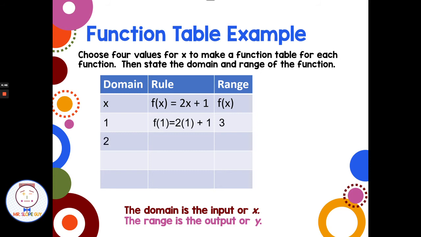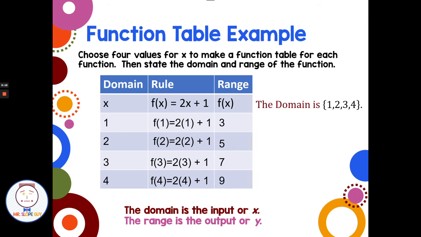Then we could try a different domain. Let's try 2. Then we could do f of 2. 2 times 2 is 4, plus 1 is 5. So our range or output is 5. And we could continue doing this with more numbers, domain of 3. f of 3 is 2 times 3 is 6, plus 1 is 7. And lastly, we could do a domain of 4, but then f of 4 would be 2 times 4, which is 8, plus 1 is 9. So our domain we could list as 1, 2, 3, and 4. And our range we could list as 3, 5, 7, and 9.